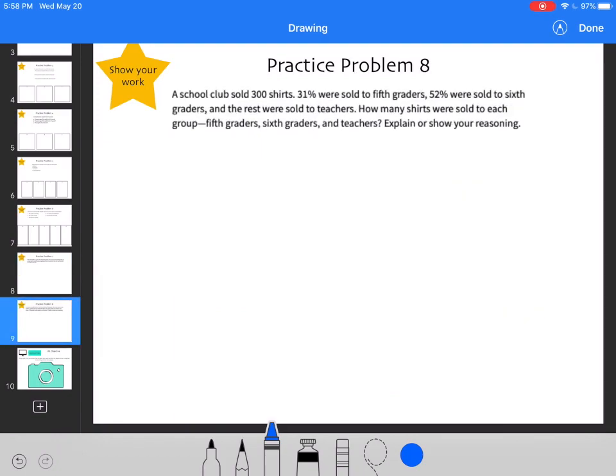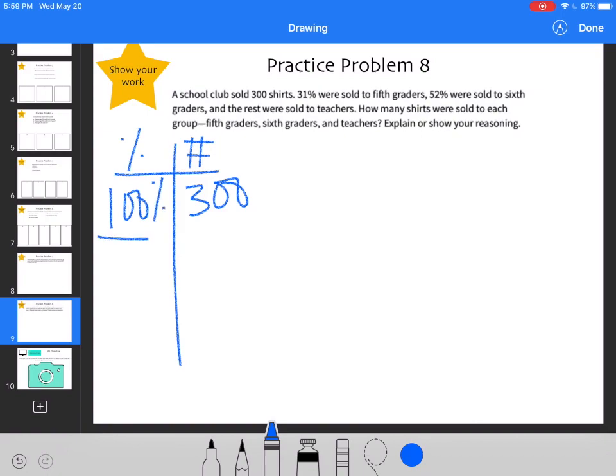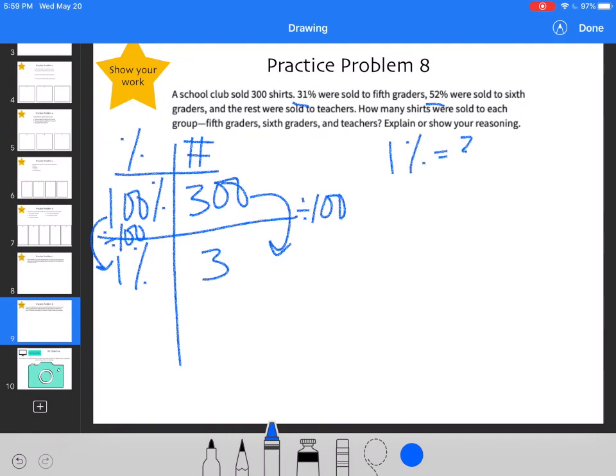The last one, a school club sold 300 shirts. 31% were sold to 5th graders, 52% were sold to 6th graders, and the rest were sold to teachers. How many shirts were sold to each group, 5th, 6th, and teachers? So I'm going to start with a generic one. I have my percent and my numbers. I know that 300 is 100%. So I want to figure out what 1% is because all of these are percents. So I'm going to divide by 100. So that's 3 shirts. So 1% equals 3 shirts.